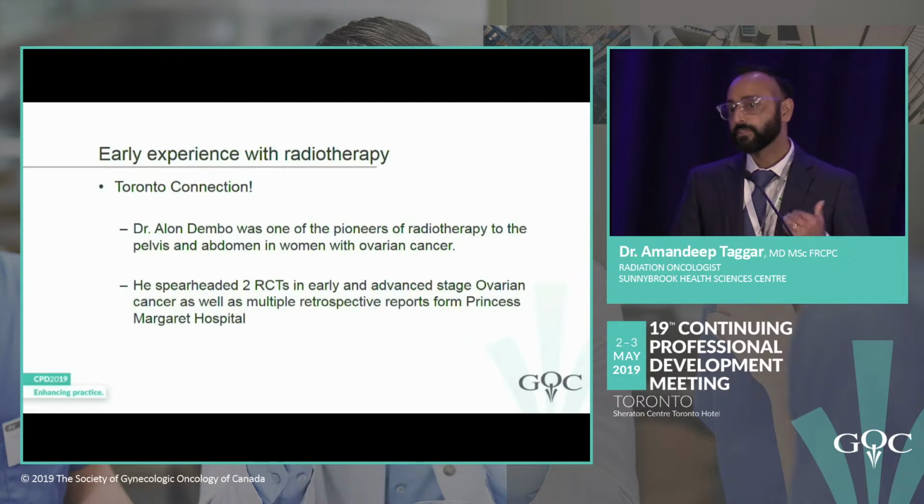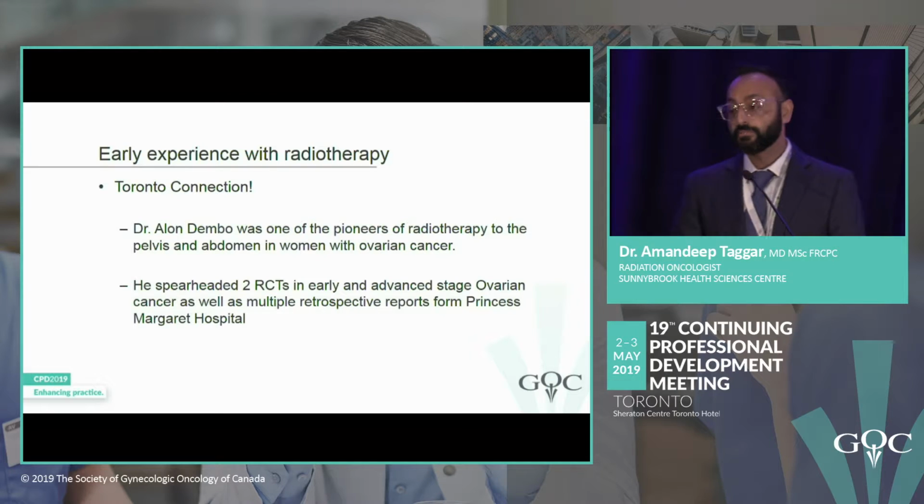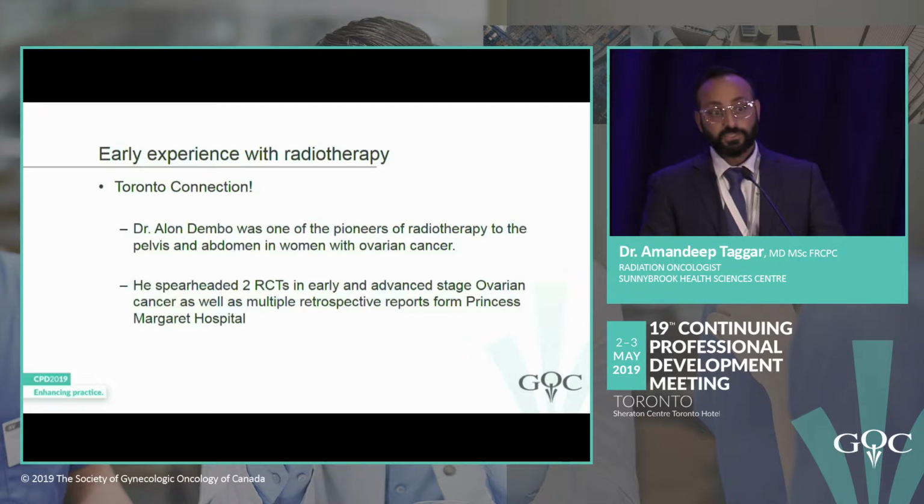Since we're talking in Toronto, I'll plug in the Toronto connection here. Dr. Alan Dembo, a lot of people here will know, was a radiation oncologist who worked at the Princess Margaret Hospital and then Sunnybrook Hospital, and was a pioneer in the role of radiation therapy in ovarian cancer. He spearheaded 2 randomized controlled trials in the late 1970s and early 1980s, and over the years published many retrospective series that led us to understand what radiation did and what it didn't do in ovarian cancer.